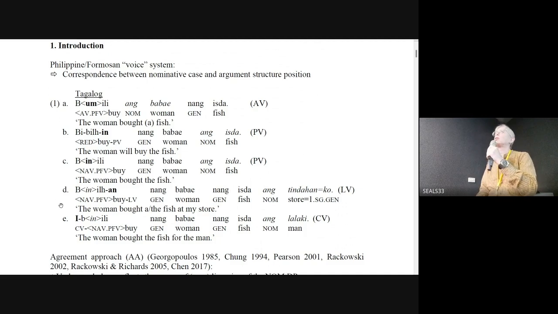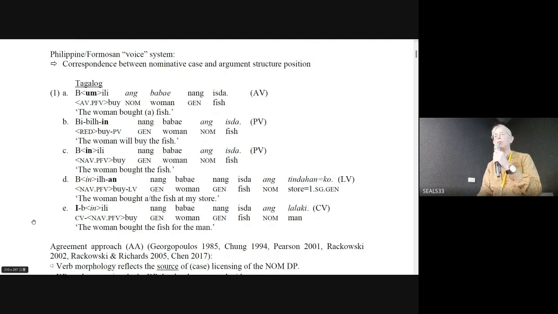There are two applicative constructions, in other words. So D is the locative applicative, the locative voice with nominative case on a location, and E gives us what people call the circumstantial voice. And in this case, this voice is associated with a constellation of arguments that I'll have more to say about later, and nominative case on, in this case, a beneficiary.